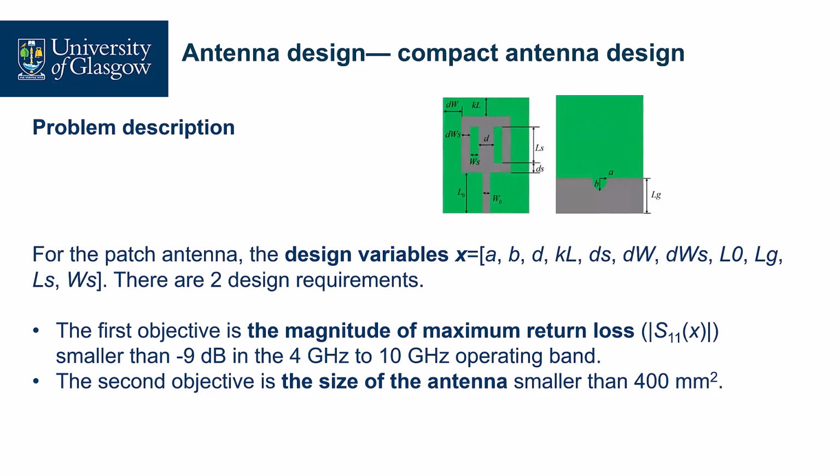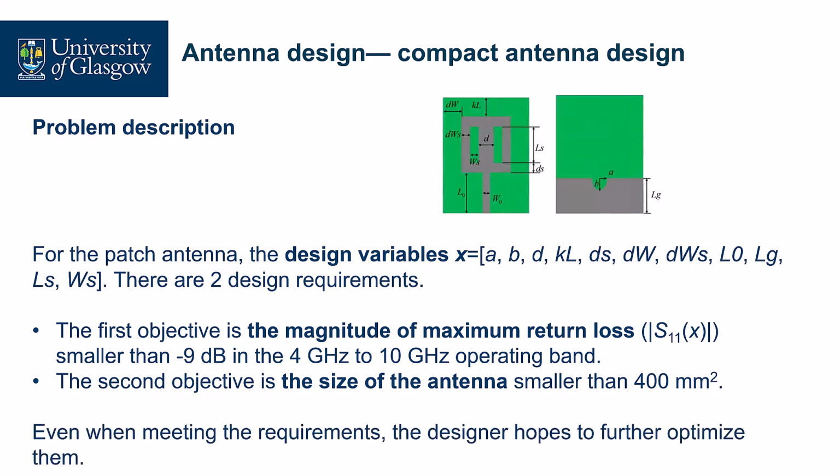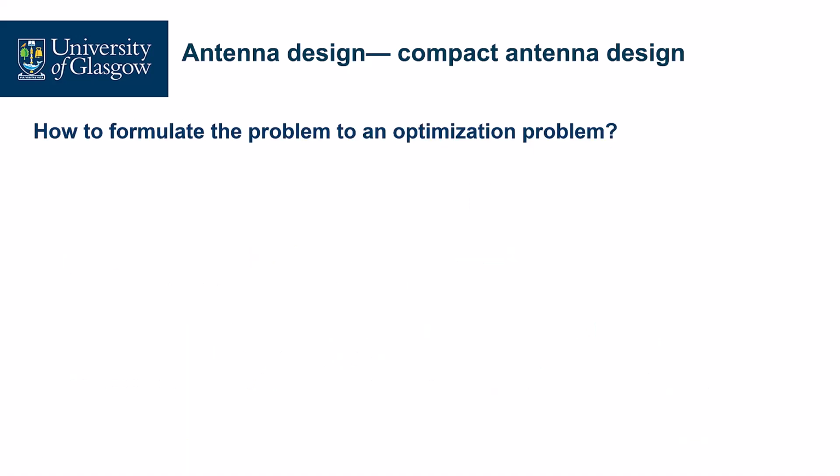Even when we meet the two specifications, the designer still hopes to further optimize them, right? We have specifications for the max S11 and the size, but when we meet the specifications, we still hope to further optimize them. Then how do we formulate this problem? Is it a single-objective or multi-objective problem?